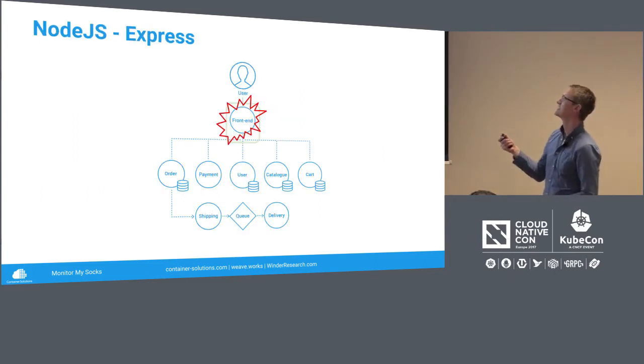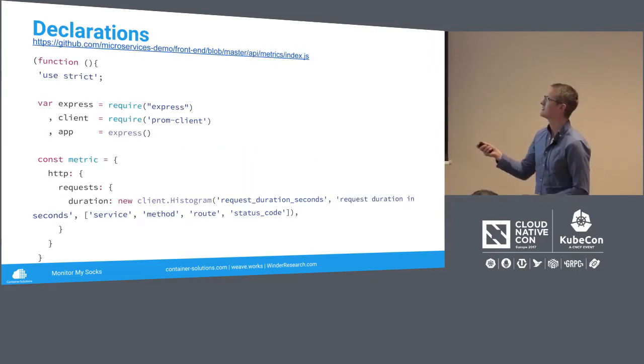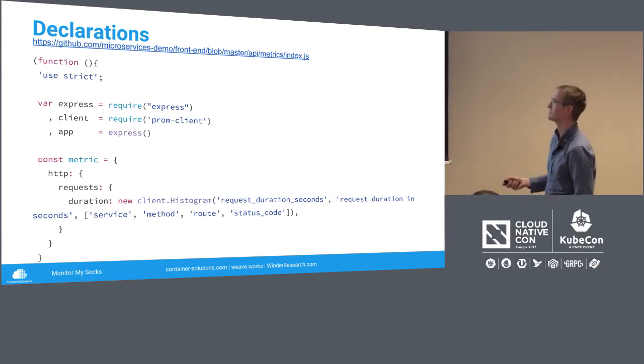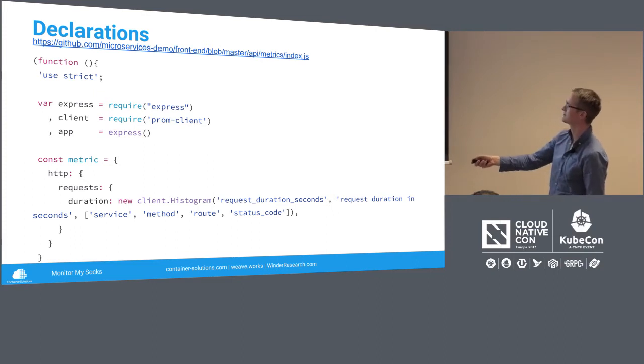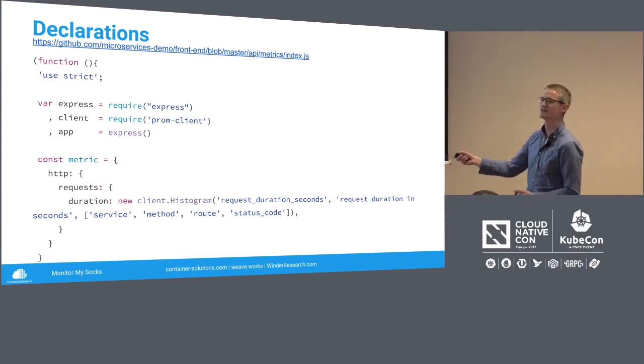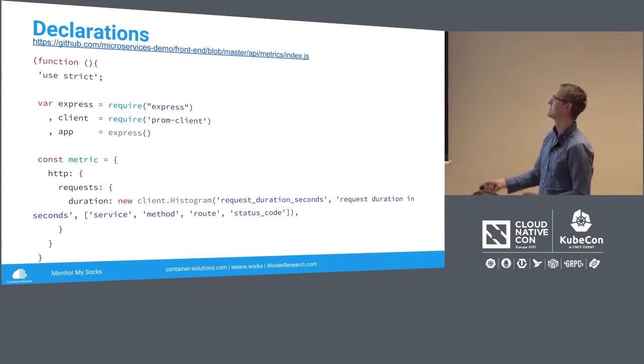Final one is Node.js and Express. And that's the front end, obviously. Race through this one. We're using Express, the Express framework, and the Prom Client library, which is one of the unofficial libraries, but it's very, very similar to the others. We're creating a global variable called the request duration seconds again, same name. It's got the same labels.